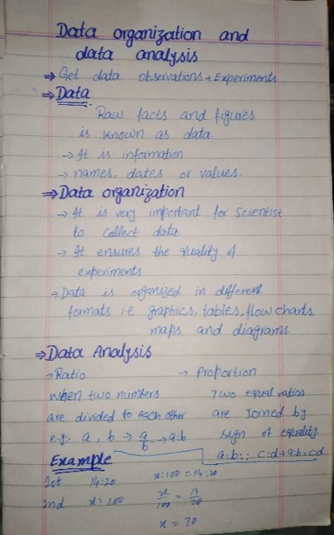Data observation from experiment. Data, raw facts and figures, is known as data. It is information, names, dates, or values. Data organization. It is very important for scientists to collect data. It ensures the quality of experiments. Data is organized in different formats: graphics, tables, flowcharts, maps, and diagrams. Data analysis. Two types of data analysis: ratio and proportion.